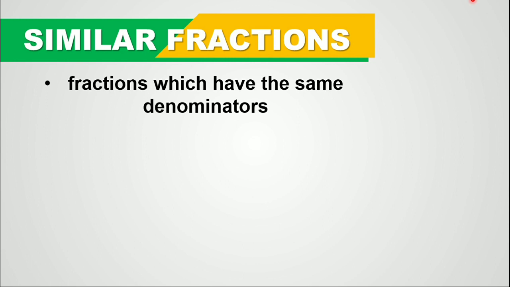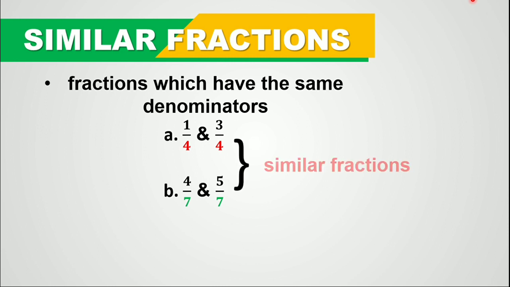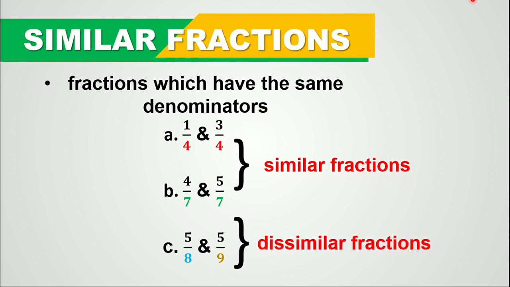For example, we have here 1/4 and 3/4. As you can see, they have the same denominator, which is 4, and also 4/7 and 5/7. They also have the same denominator, which is 7. So these two sets of fractions are called similar fractions. While for this example, 5/8 and 5/9, these two fractions are not similar, and they are also called dissimilar fractions, because they don't have the same denominators.